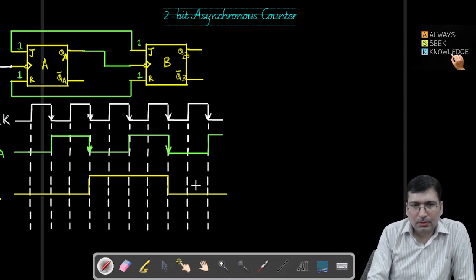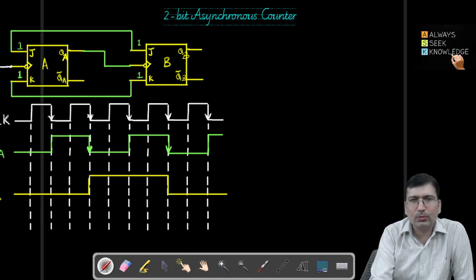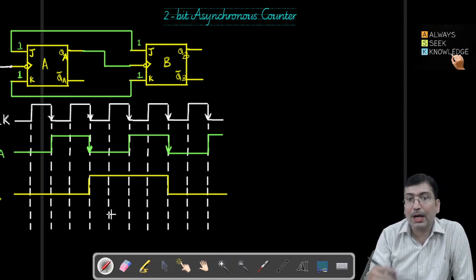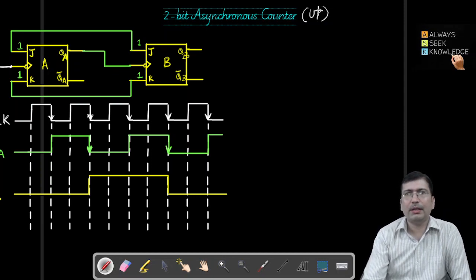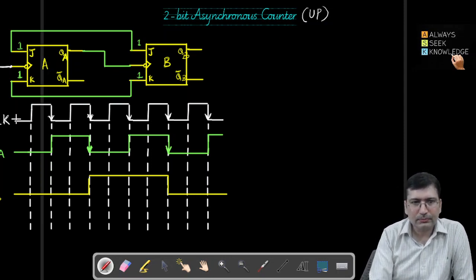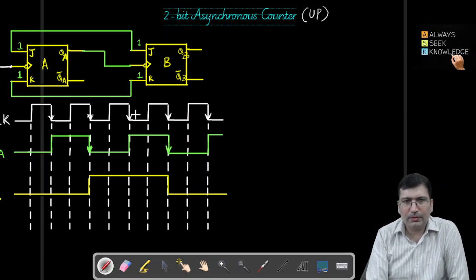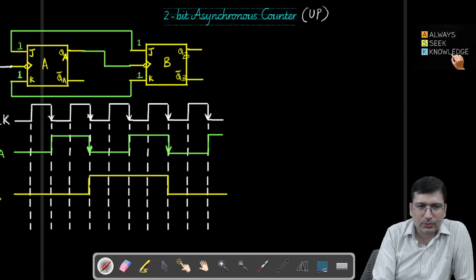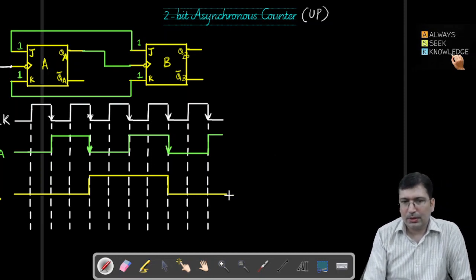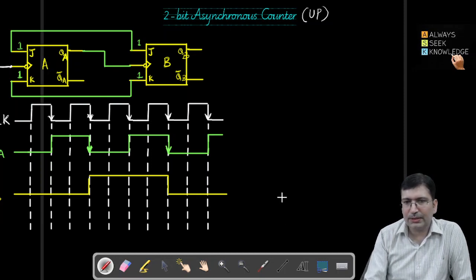Now how is this circuit behaving as a counter, or you can say how is this circuit behaving like an up counter. So I'm writing this circuit is actually behaving like an up counter. Initially, in the very first pulse, if you look at this QB and QA, QB we are considering as MSB and QA we are considering as LSB. So this will be treated as MSB and this is LSB.